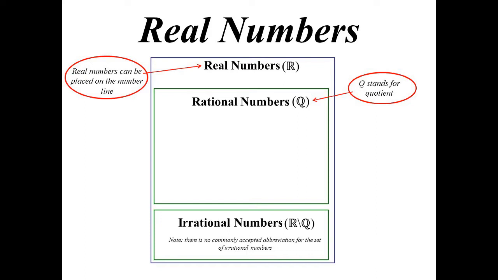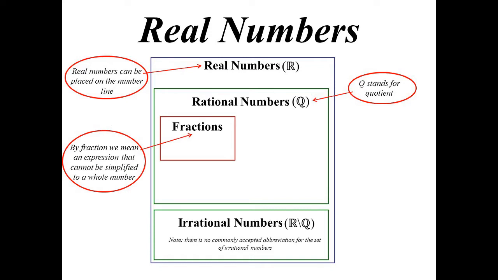Okay, let's go back to the rational numbers. Can't do much else with the irrational. So back to the rational. Inside are fractions. You know, if you think, well, they're all fractions. So by fraction, I mean anything that can't be simplified down to a whole number. So I'm not considering something like 4/2 as a fraction, because of course that could be written as 2. So anything that can't be simplified down, we're calling a fraction.